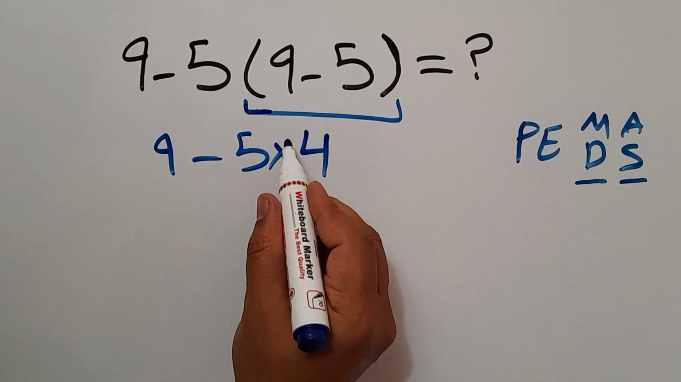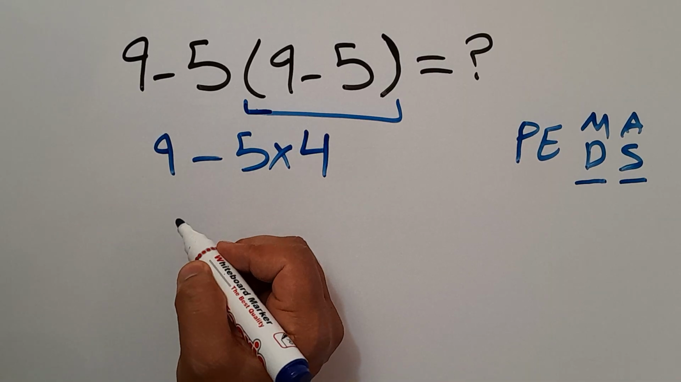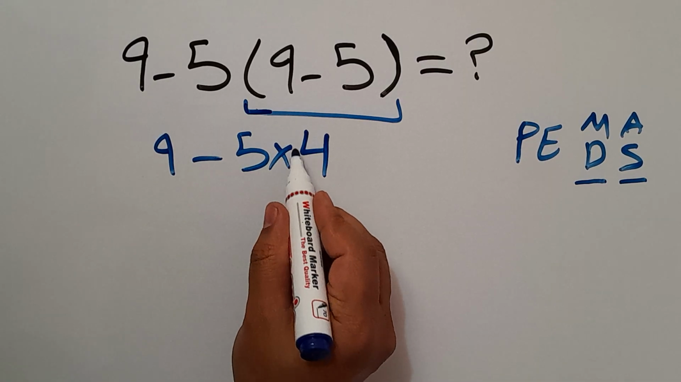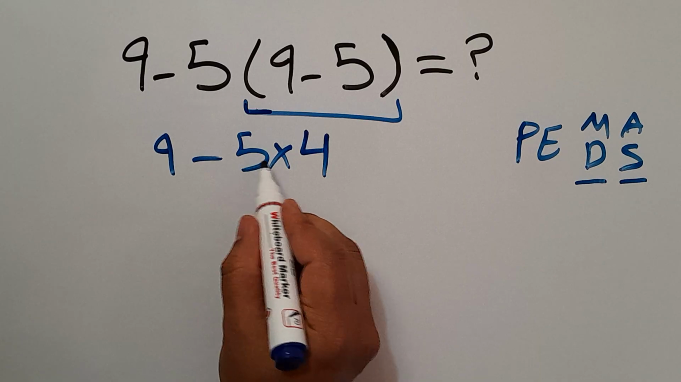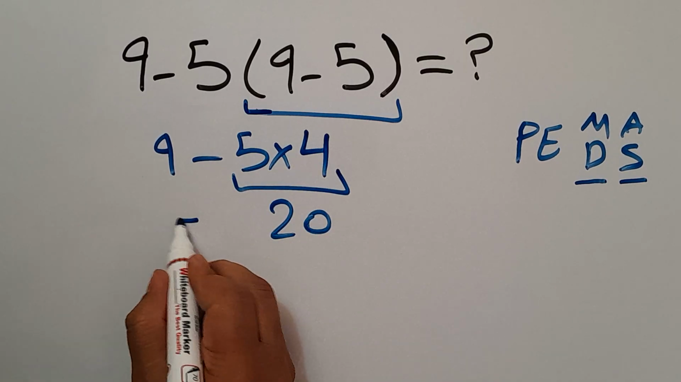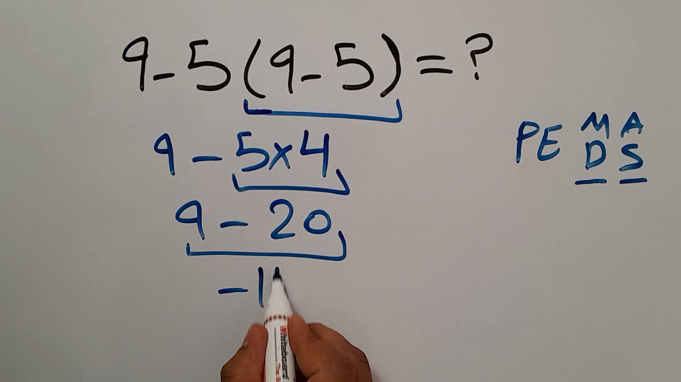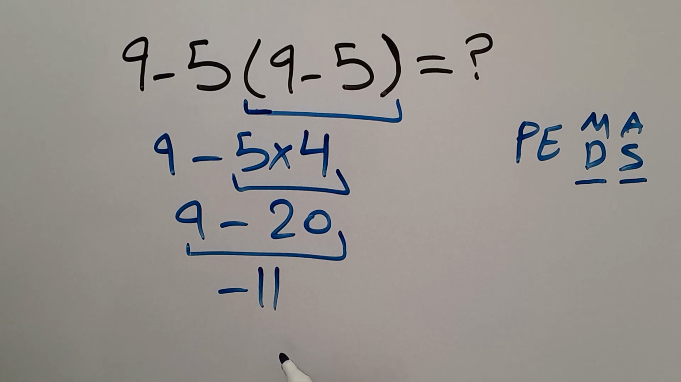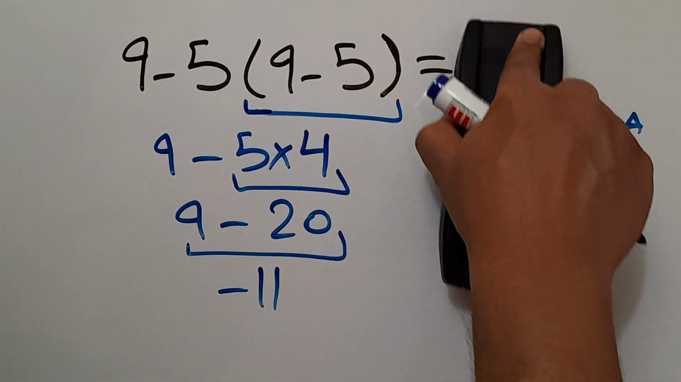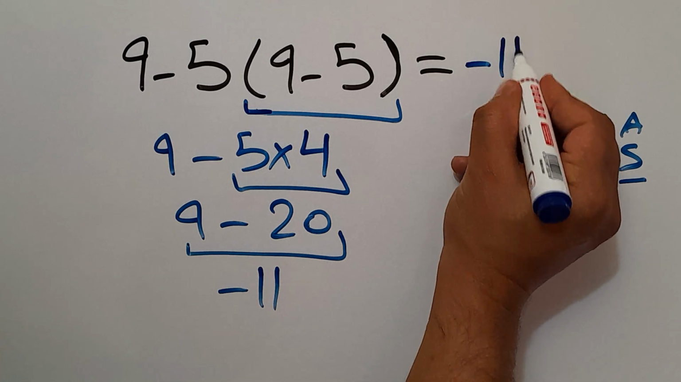In PEMDAS, multiplications come before subtractions. So first we have to do this multiplication. 5 times 4 gives us 20. So we have 9 minus 20, which equals negative 11. So therefore, our final answer to this problem is just negative 11. The correct answer is negative 11.